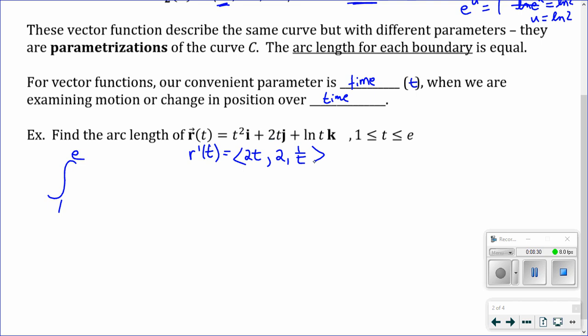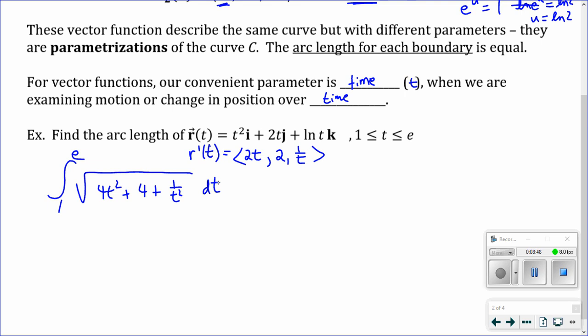Okay, all right, so I need the magnitude of the derivative. My 2t would be squared, so I get 4t squared. Next in the middle, I would square the 2, so that's 4. And then I would square the 1 over t, so that's 1 over t squared.